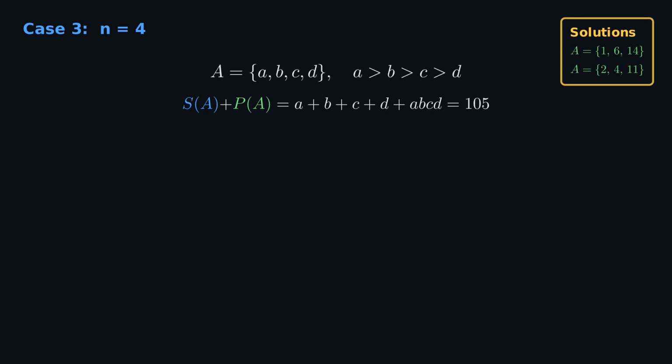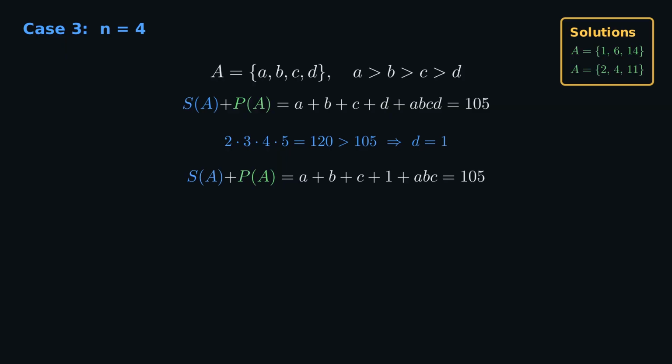And as we did earlier, we're going to set an upper limit on the smallest element, D. And here we can note directly that 2 times 3 times 4 times 5 is bigger than 105, and so that makes it easy. D has to be 1. So then we rewrite our problem with D as 1. Now we have A plus B plus C plus 1 plus ABC equals 105, which is equivalent to A plus B plus C plus ABC equals 104.